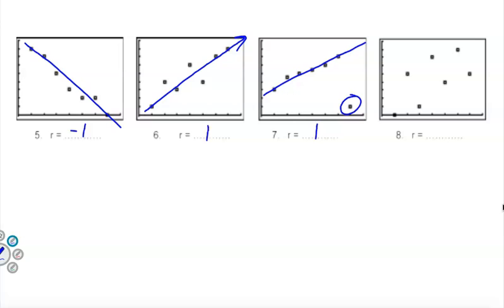Next one, so my line would go through here. So I think it's positive, but those are pretty spread out from each other. And so it might be more like a 0.3, 0.2. Well, technically 0.3 and 0.2 are closer to 0 than they are to 1. So I'm going to say that that's closer to 0. Okay? All right, next page.